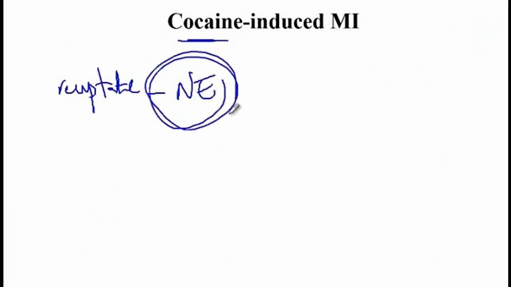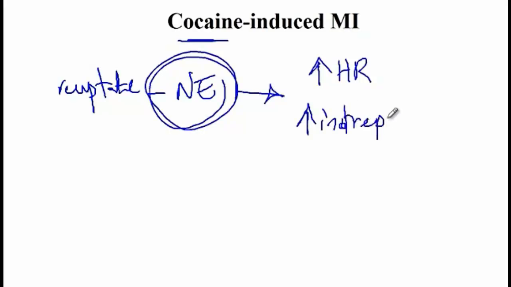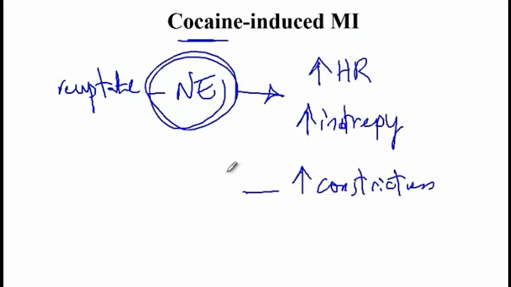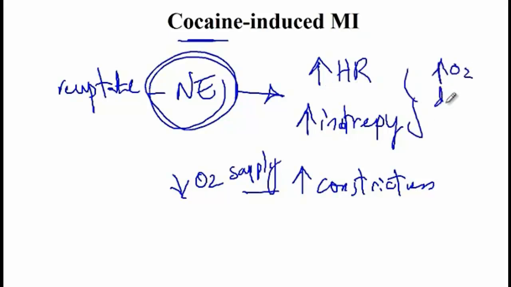So what cocaine does is that it inhibits the reuptake of biogenic amines like dopamine, norepinephrine, and serotonin in the nerve terminals. So when the norepinephrine accumulates, it will cause the increased heart rate, increased inotropy of the heart, and then it would increase the constriction of the coronary arteries. So therefore, by constriction of the coronary arteries, there would be a decreased oxygen supply, while due to the elevated heart rate and elevated inotropy, there would be an increased oxygen demand.